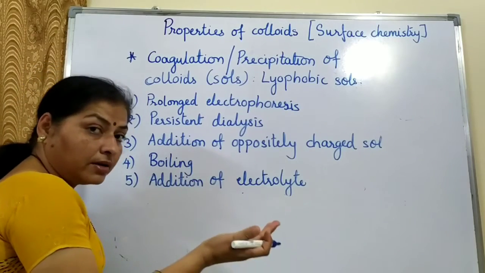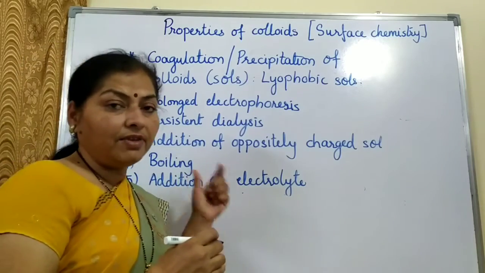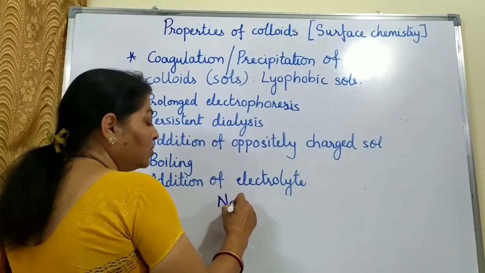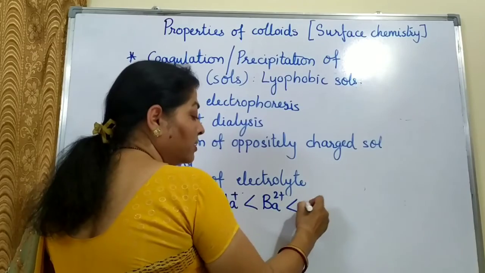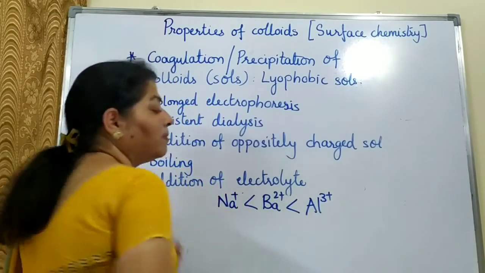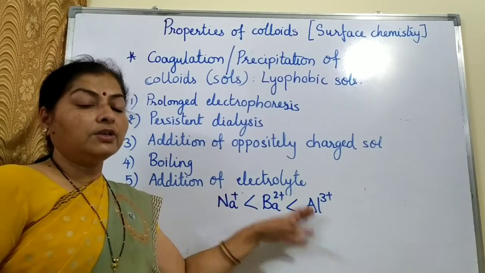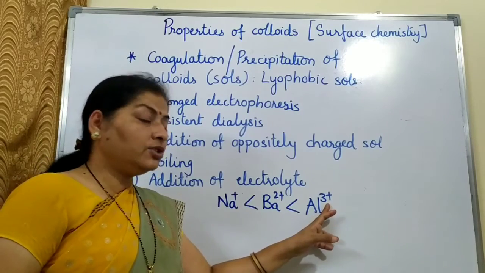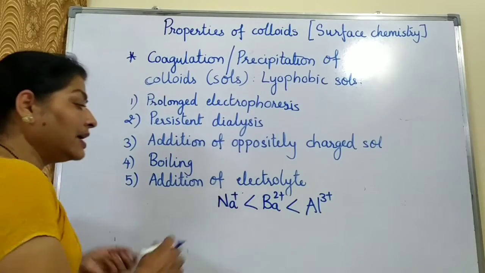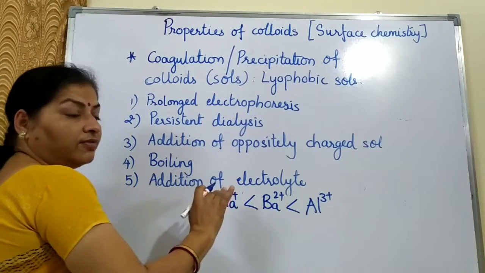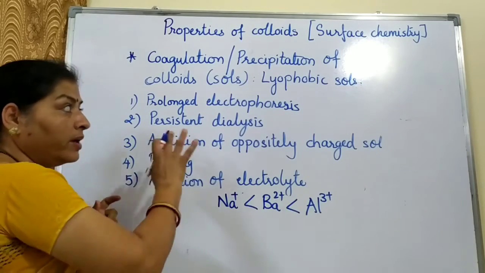So the higher the charge, the higher the power. For example, if there is a negatively charged sol and we have to precipitate it, then as compared to Na+, Ba2+ will have higher power and Al3+ will have an even higher power to precipitate a negatively charged sol. So the Hardy-Schulze rule is: the higher the charge on the ion, the more will be the power to precipitate the colloid. Same way for a positively charged sol, the negative ion of the electrolyte will be responsible to destroy the charge and to coagulate.